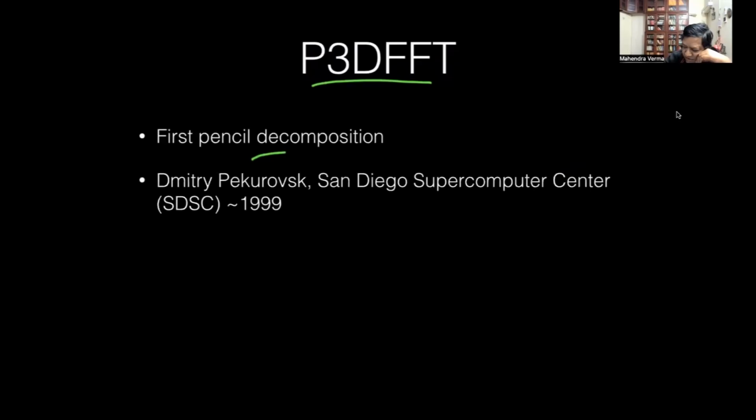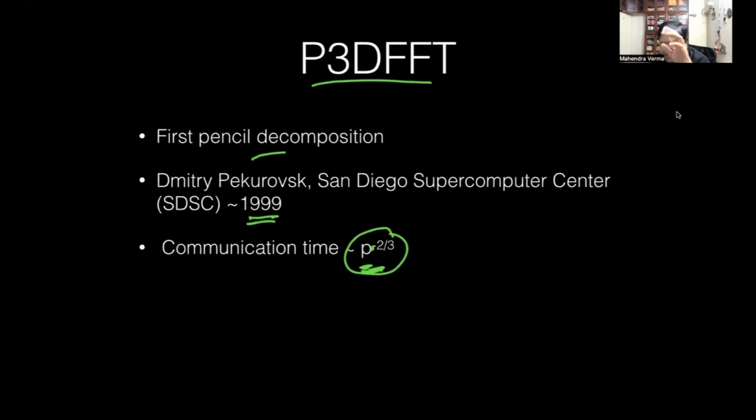Now, P3DFFT was the first pencil decomposition, from the San Diego Supercomputer Center, again in 1999. P is the number of processors, and the communication time goes as P to the power 2/3. So communication time increases. That is their result. There's no proof per se, but there's some hand-waving argument that if more processors are communicating, then it comes. I will not get into that. It can be argued by bisection bandwidth.